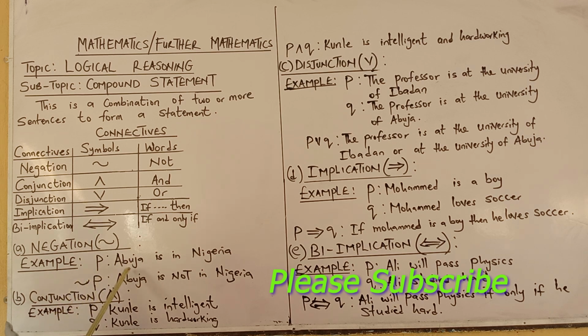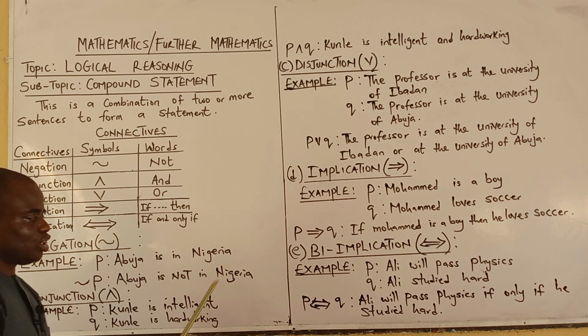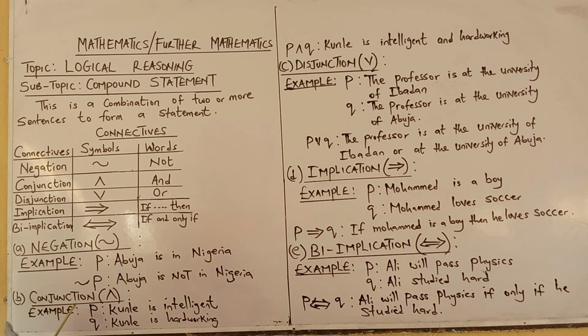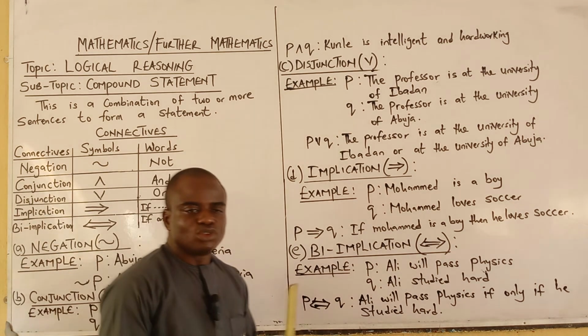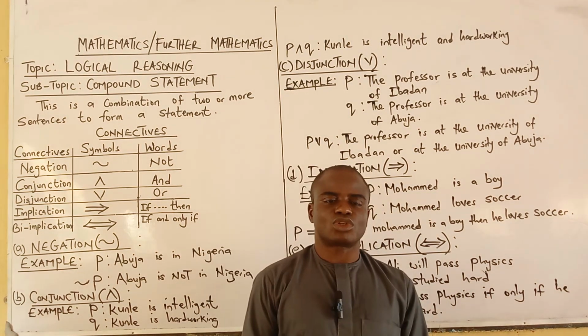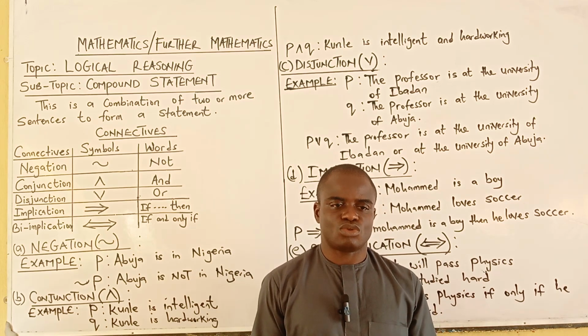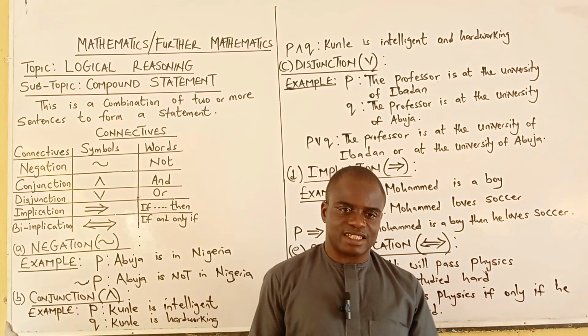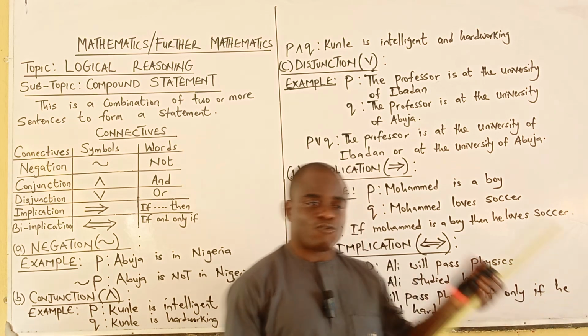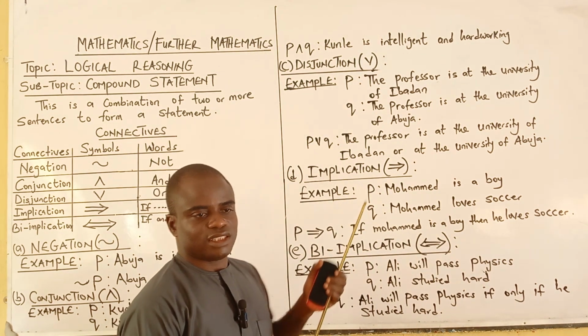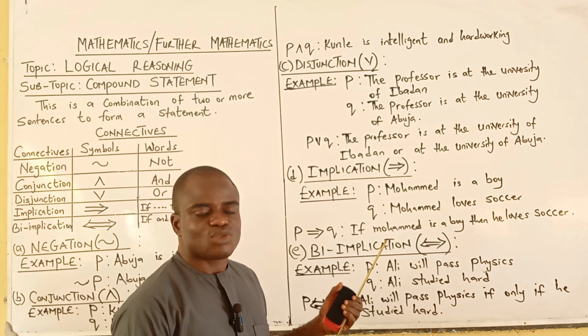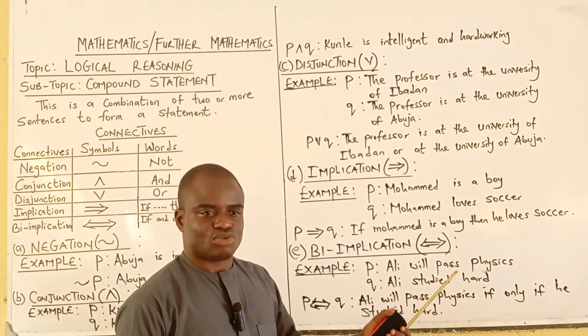Let's start with negation. When you have a statement, a sentence that goes thus: Abuja is in Nigeria. When you want to negate the sentence, you put the symbol that you have turned into Abuja is not in Nigeria. Let's go to conjunction. Conjunction, you have to know the conditions that follow conjunction. The statement is true if the antecedent, which is the first sentence, is true and the consequent, which is the second sentence, is true.